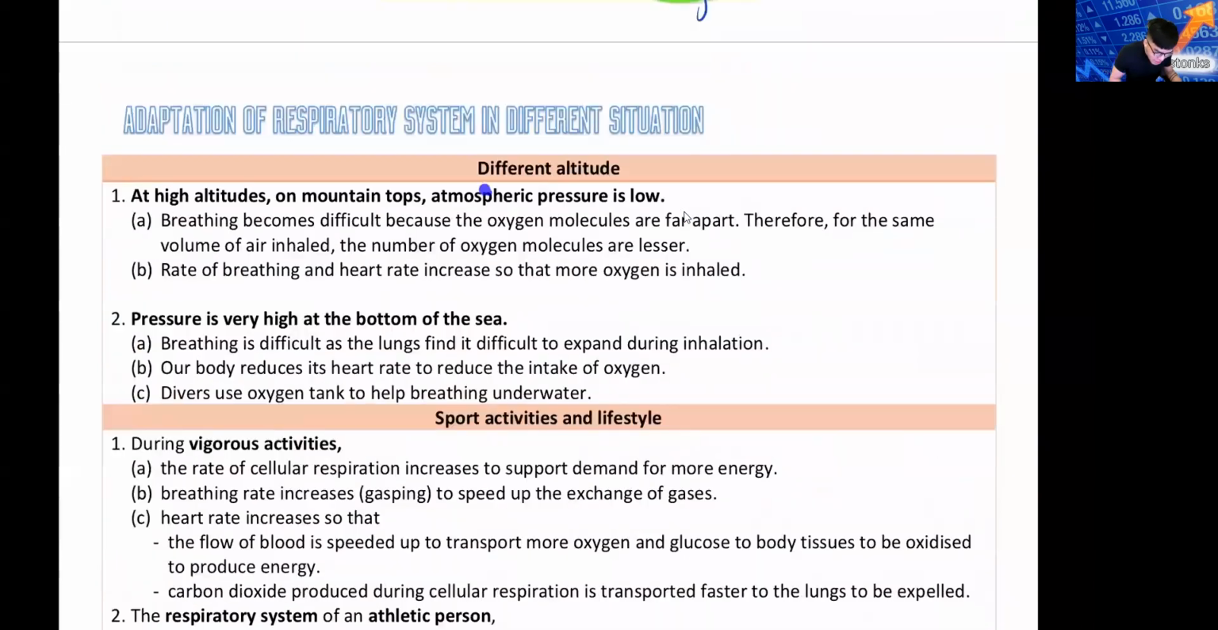Number 1, different altitude. You know what altitude is? Altitude is ketinggian lah. I think you learned this in Form 1, Chapter 9, the last chapter. When you are on a mountain, for example, Everest, this is very high altitude, because you're at very high ground, whereas on flat ground, the altitude is very low. So different altitude.